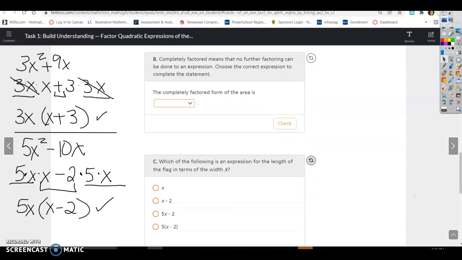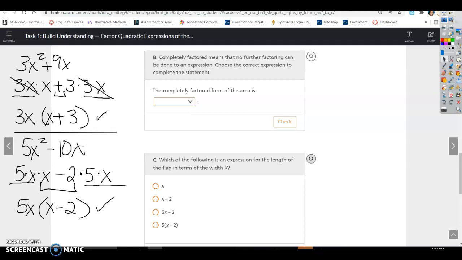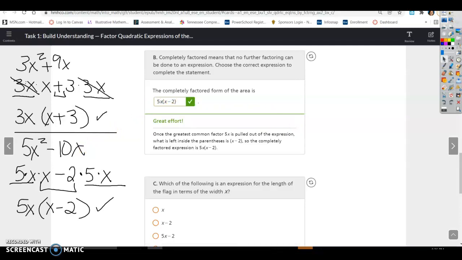Alright, so it says completely factored means there is no further factoring that can be done to an expression. Choose the correct expression to complete the statement. The completely factored form of the area is 5x times x minus 2. So 5x times x minus 2 is the completely factored form. 5x is the greatest common factor of this binomial, but this is the completely factored form.